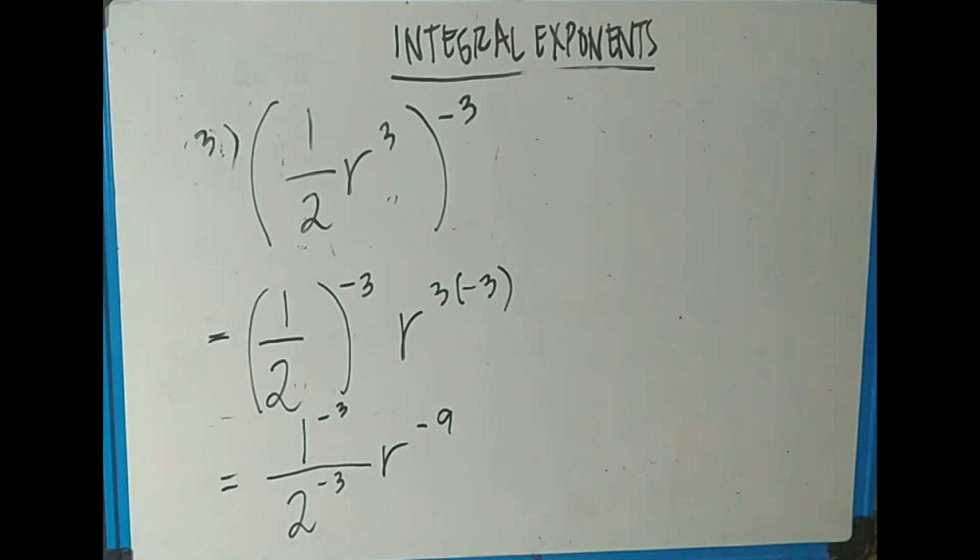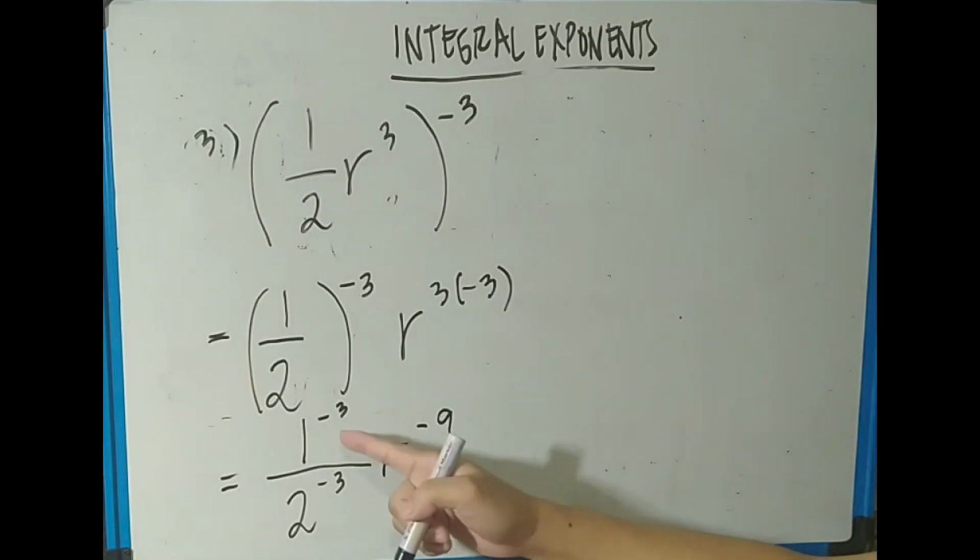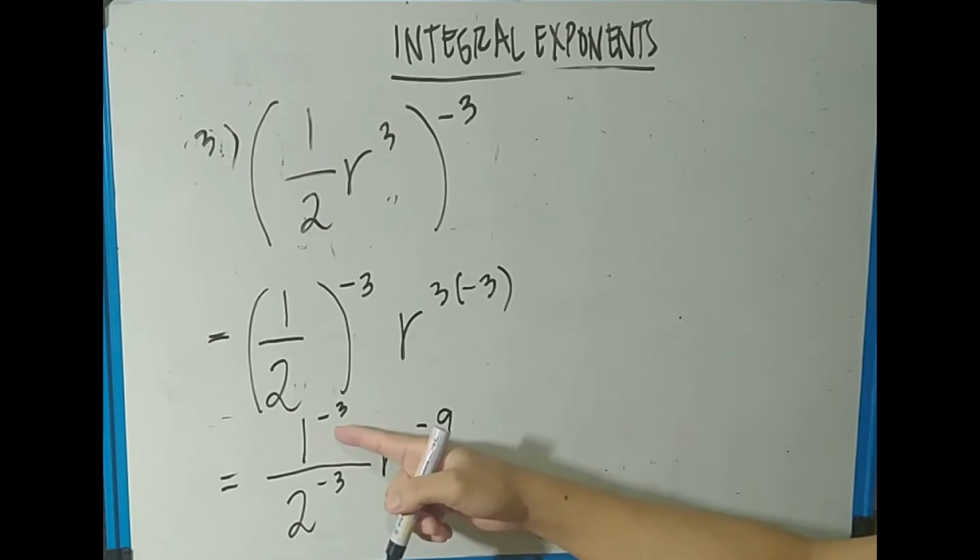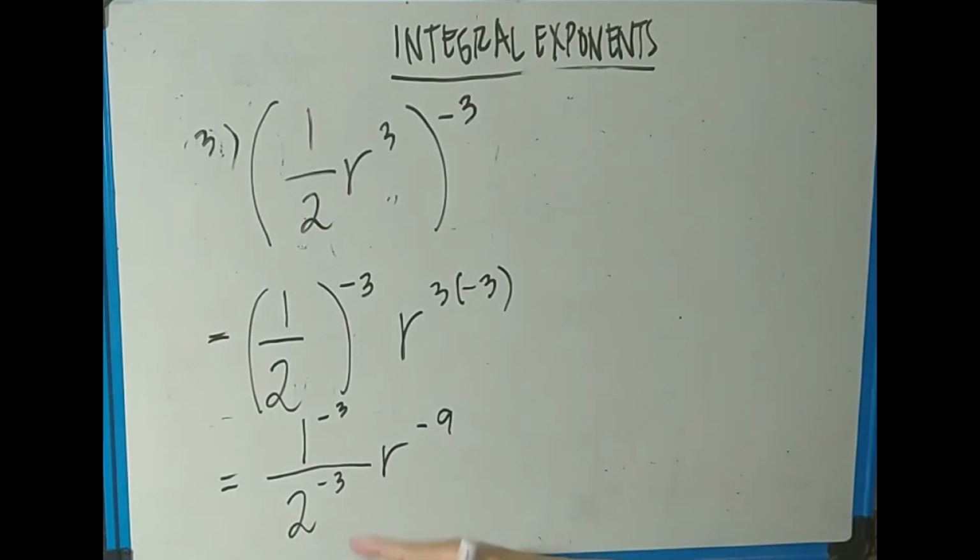Okay, so ang rule natin, balikan natin yung mga rules natin, that if there is a negative exponent sa taas, bababa natin siya. So, pag nasa baba naman siya, simply, taas lang natin siya to make the exponent positive.